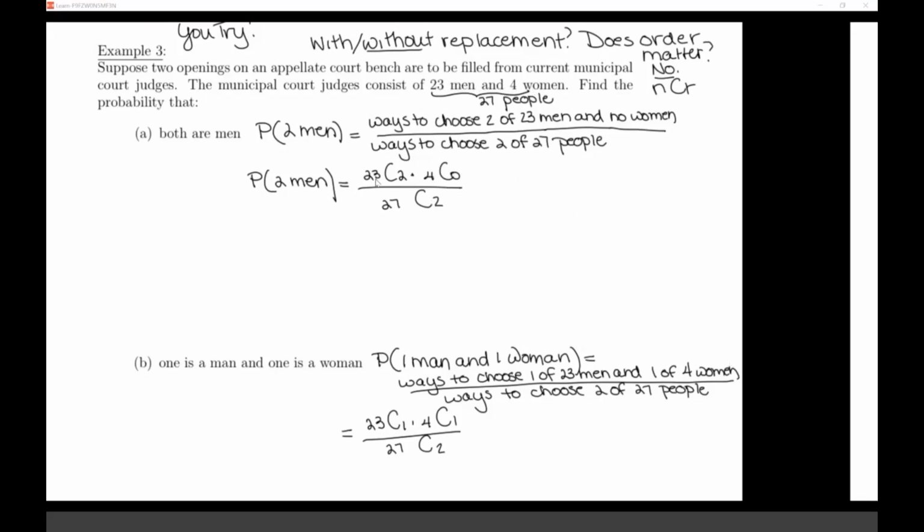Here's the probability fraction set up. It's the ways to choose 2 of 23 men and no women. I put this combination in here, 4 women choose 0. There's only one way for this to happen, and that's to choose no women, so this combination is only multiplying by 1. I put it in there for completeness. This is the ways to choose 2 out of 23 men. And the denominator is the ways to choose 2 out of the total 27 people, regardless of whether they're men or women.